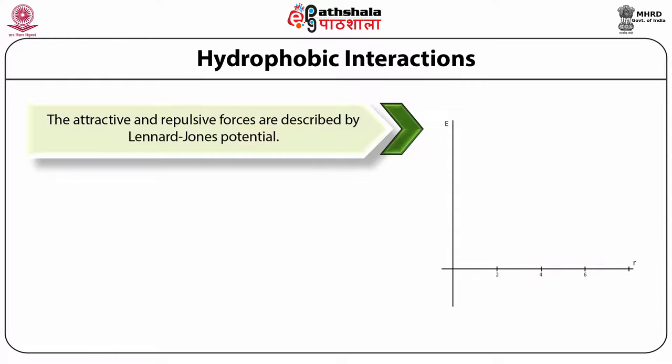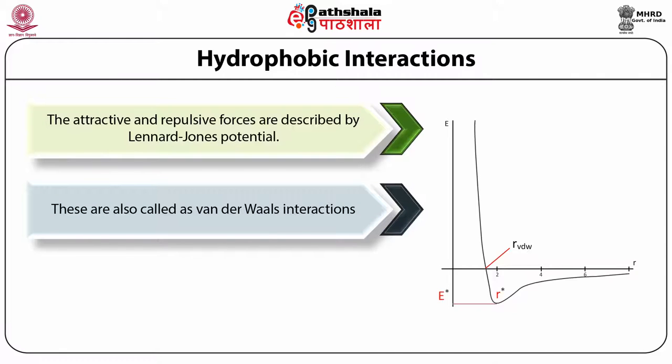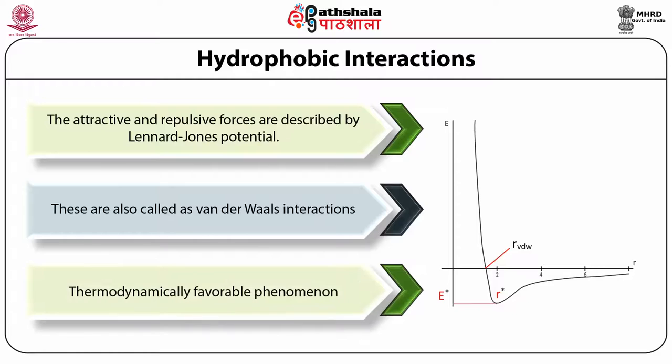And here, where the attractive forces are highest and the repulsive forces are lowest, is basically what we call the minimum energy distance. But where the attractive and repulsive forces are equal and don't contribute any energy, is what we call the van der Waals distance. And as the two atoms come much closer, the repulsion energy becomes very high, as shown in the curve.